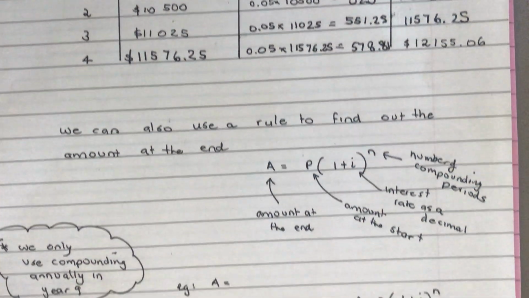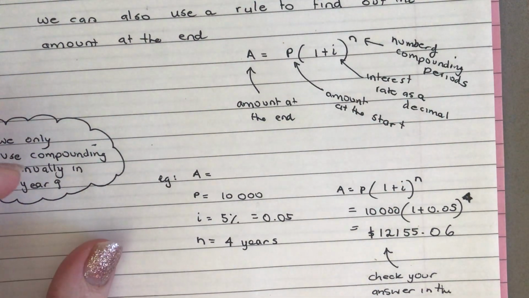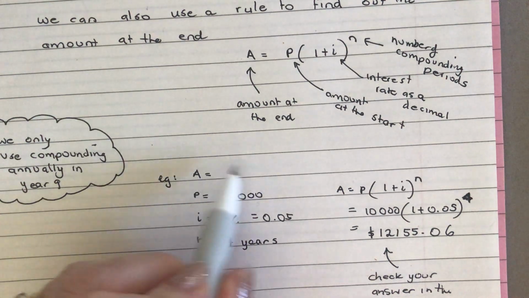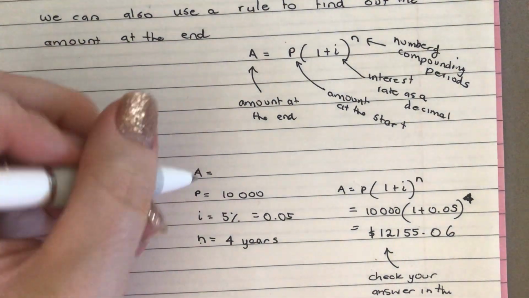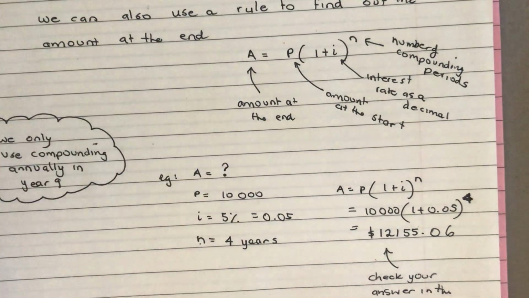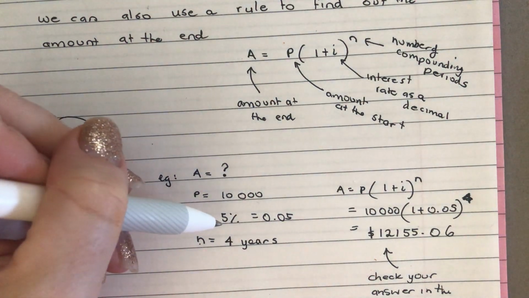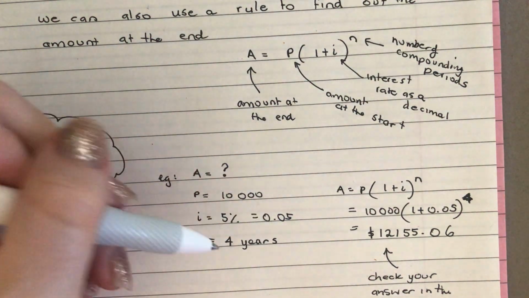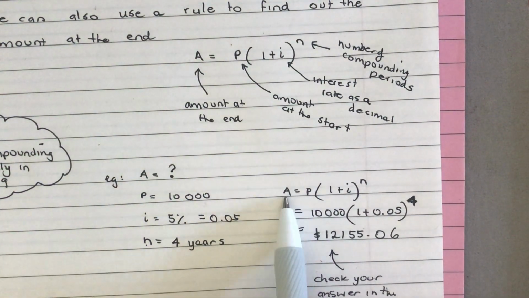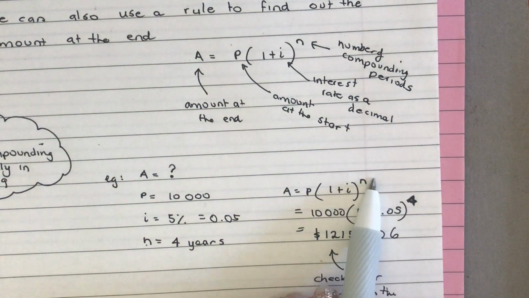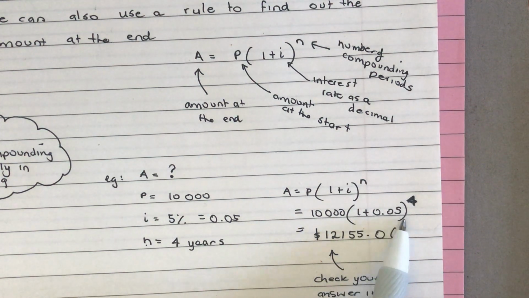So we can have a look at doing that with that question that we looked at up here in our example in our table. Each time I always write down my A, P, I, N, and I put in what I know. And I don't know my amount. That's what I want to work out. I'm starting with 10,000. I've got my 5%, which is 0.05, and my 4 years. So over here in my formula, I'm writing A equals P outside of 1 plus I to the N. I've got 10,000 outside of 1 plus 0.05 to the power of 4.